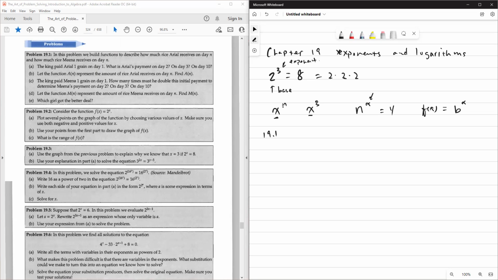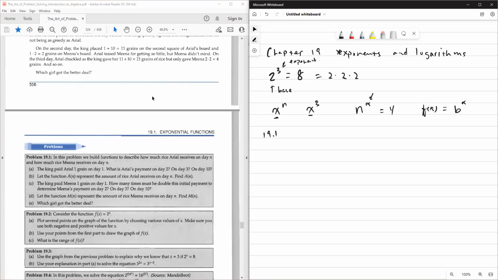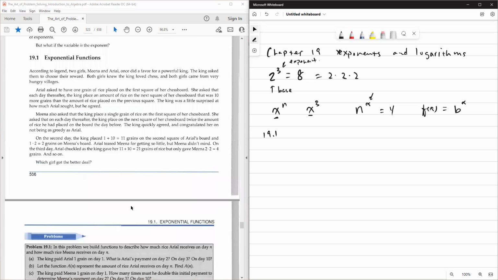So we'll just focus on a couple of problems. We have about 8 minutes. I think I should be able to cover 1 or 2 problems. But in this problem, we build functions to declare how much, oh, I guess we still need to talk about the story. So high level, the story goes like this, right? We have 2 people. They both did something good, and the king wanted to reward them. And the king asked, how do you want to be rewarded?